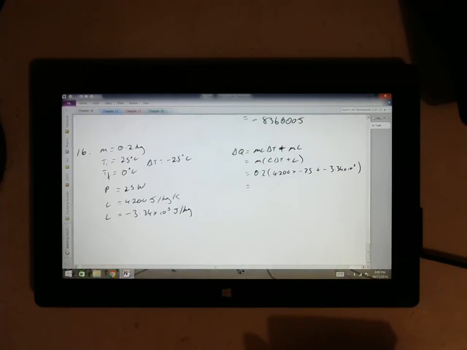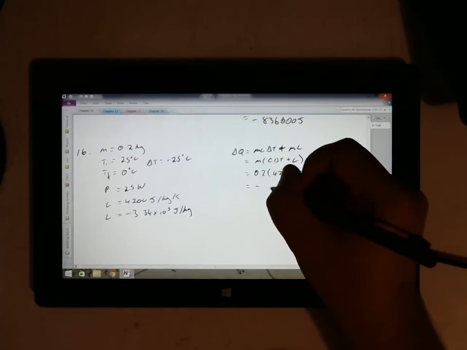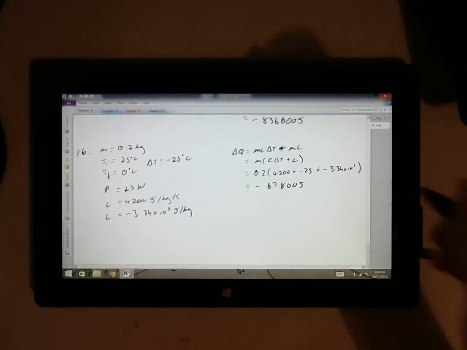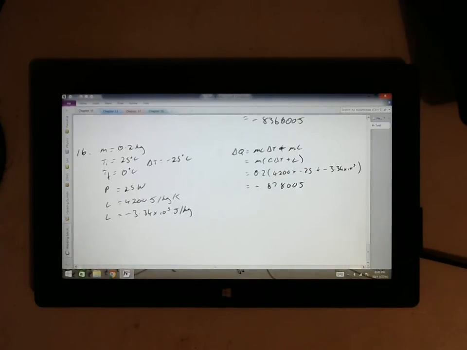4200 times 25, take away 3.34 times 10 to the power of 5, and then multiply that by 0.2, we get that the negative should be about 87.8 thousand joules of energy.